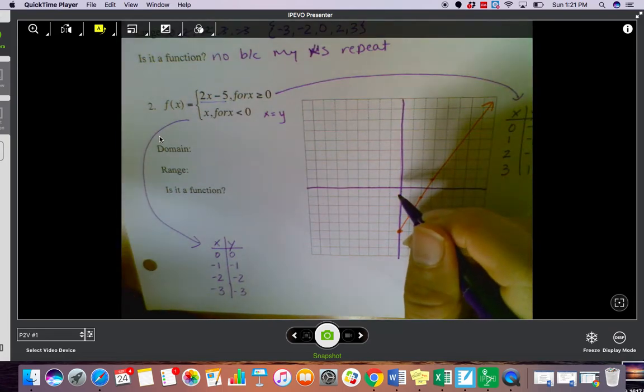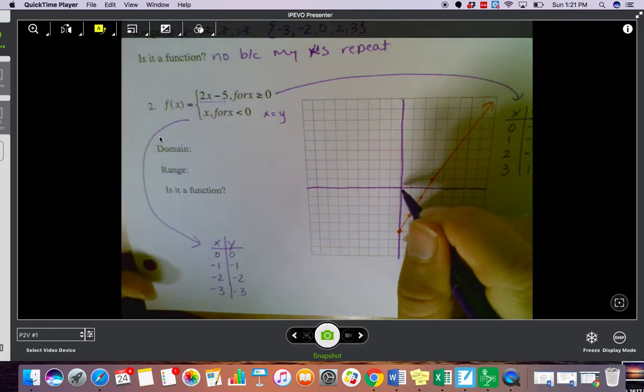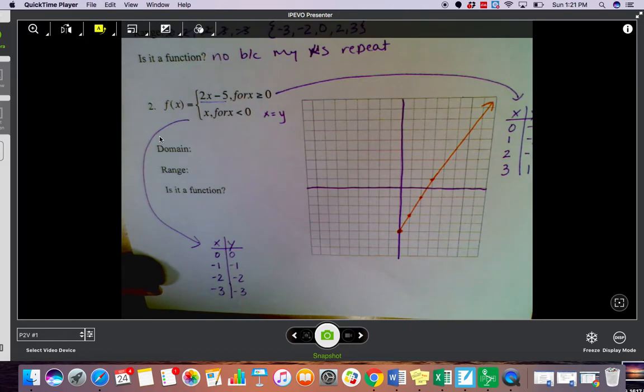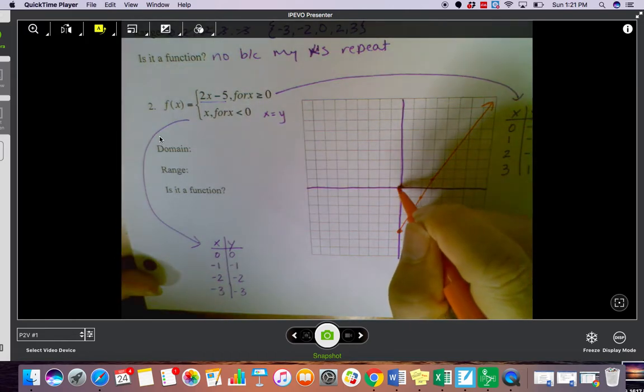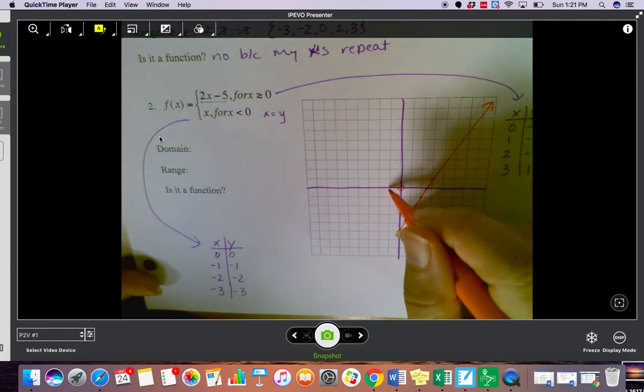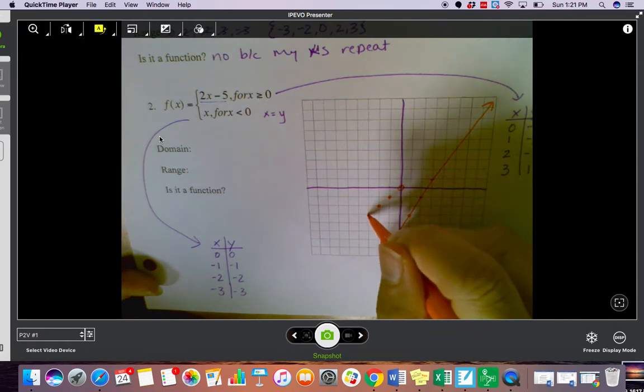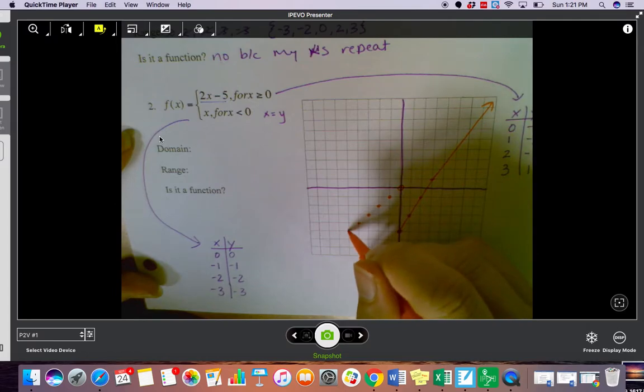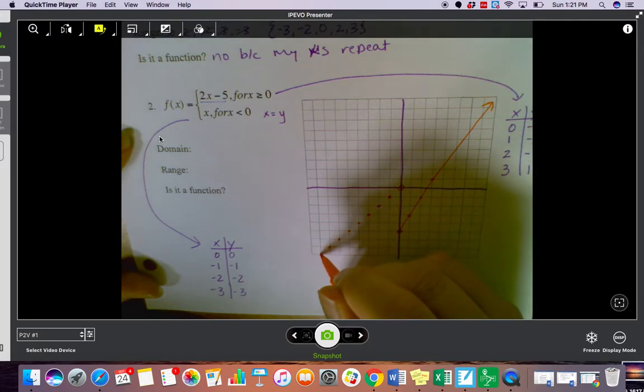So I'm going to say it's not equal to 0, so I put an open dot on the 0, 0. And then -1, -1, that's closed. -2, -2, -3, -3, and it's just going to keep going. So I'm going to continue this.